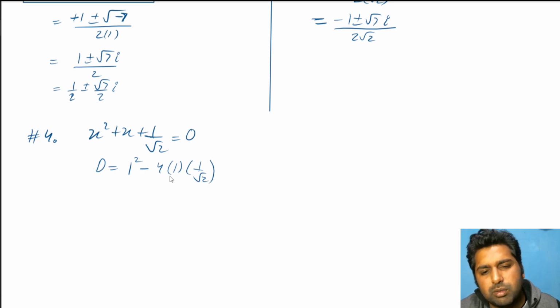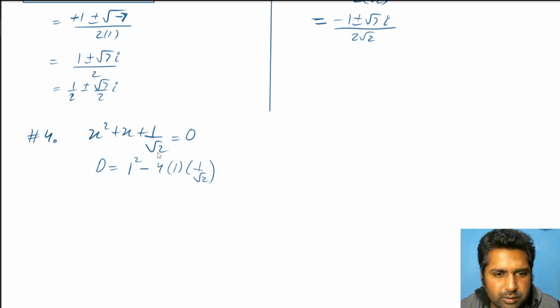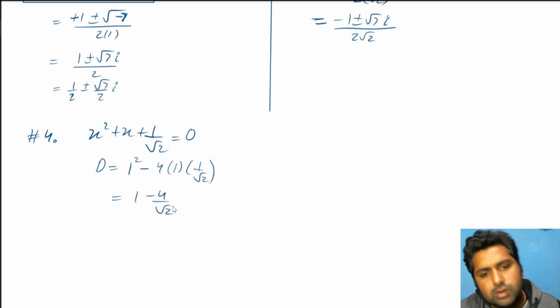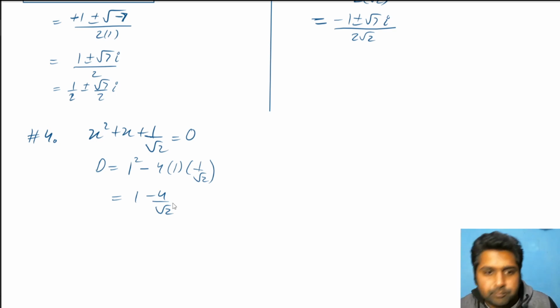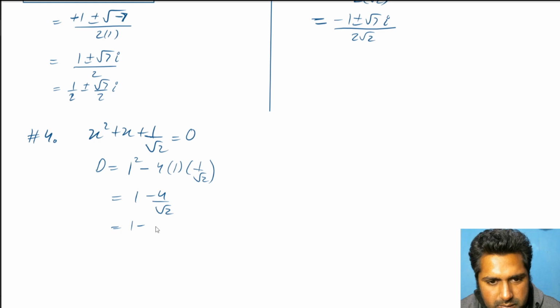Now this is why it is problematic. That's why I don't like to deal with 1 by root 2. I prefer to take LCM and then generate an equation. But anyways, won't make much of a difference. 1 minus 4 by root 2. Now how can you simplify this? You cannot, because 4 by root 2, even if you rationalize this part, still becomes 4 root 2 upon 2, that is 1 minus 2 root 2.